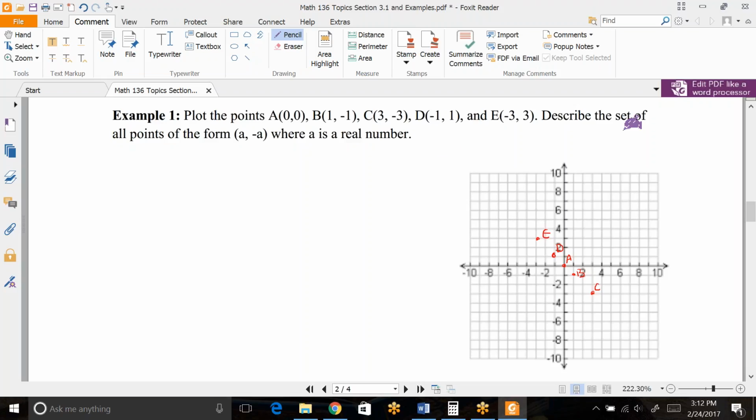And it says describe the set of all points in the form (a, -a), which is what we have here. We have things that start out as a number, and the second spot is always the opposite sign of that number. See, all of our points are structured that way.